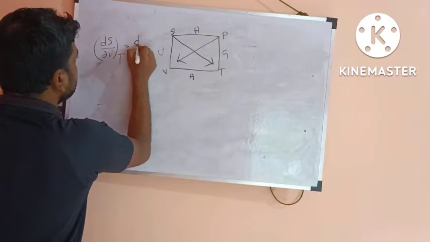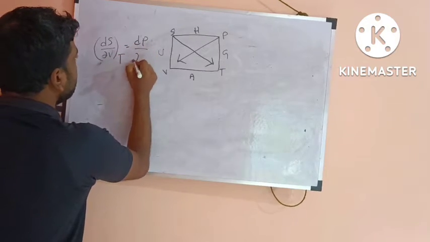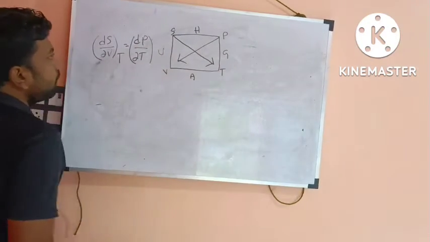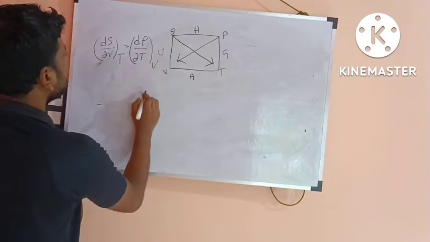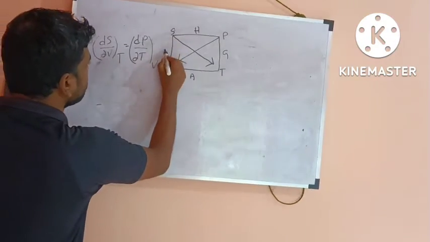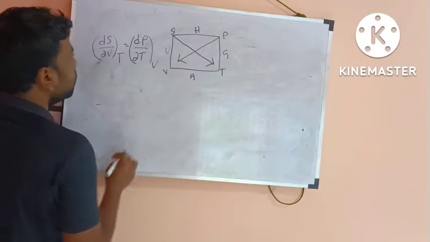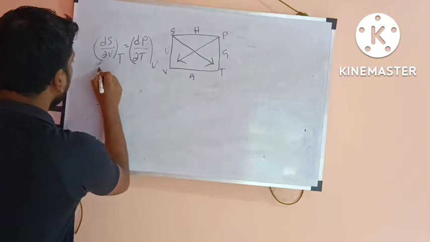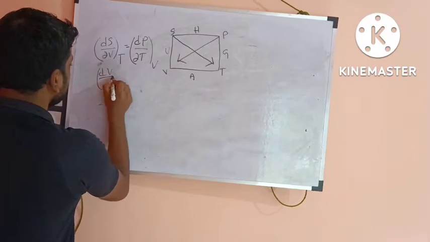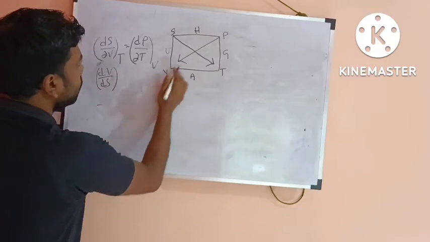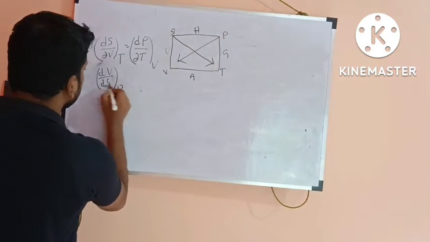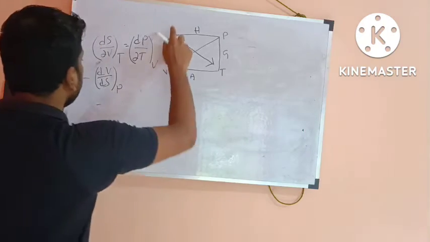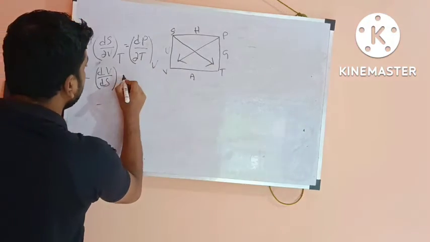Next, del P by del T. P here is V. Del P by del T, here the constant is V. Next, del V by del S, here the constant is P. So here the arrow is of the opposite sign. Del V by del S is opposite sign, so here it is negative.